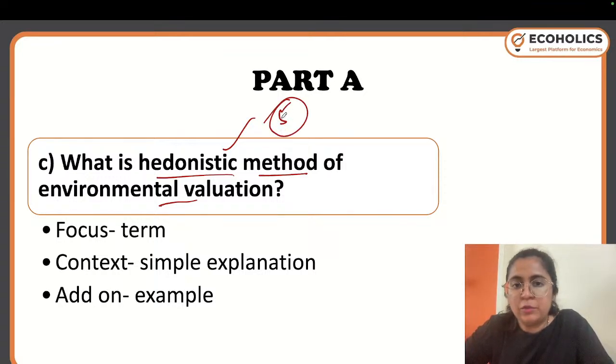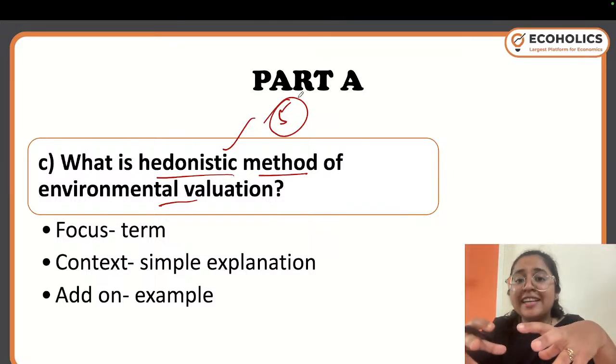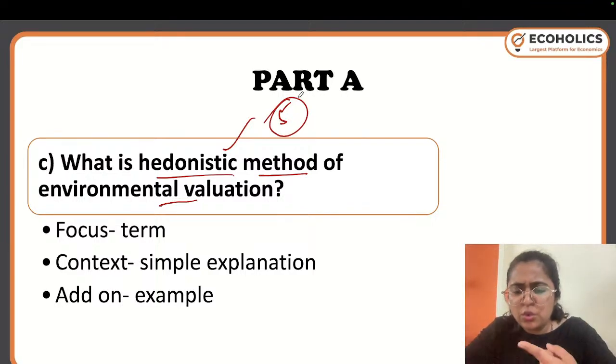But now what can we do? If they have asked in 5 marker, it means that the idea behind is to consolidate, to be precise, to understand whether you know concepts like hedonistic method, whether you know concepts like travel cost method of environmental valuation.